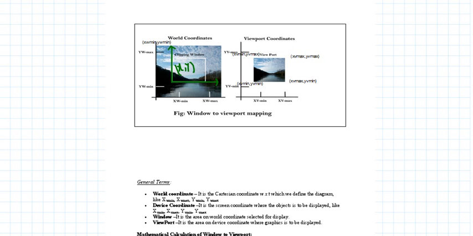The upper right corner will have xw max, comma, yw max as its coordinate. The coordinate for the lower right corner is going to be xw max and yw min, and lastly the coordinate for the lower left corner is going to be xw min, yw min. So now we have been able to define our rectangular clipping window and our rectangular viewport in geometrical terms.